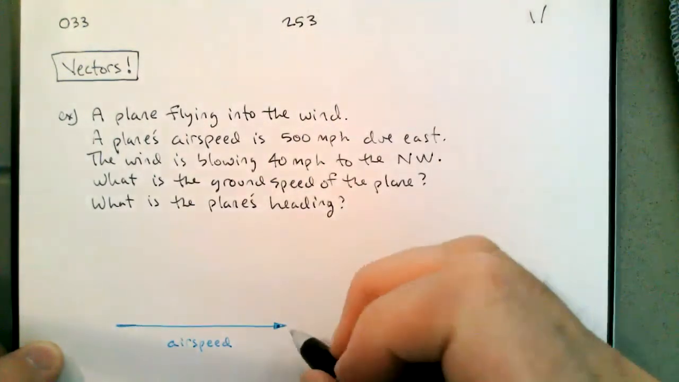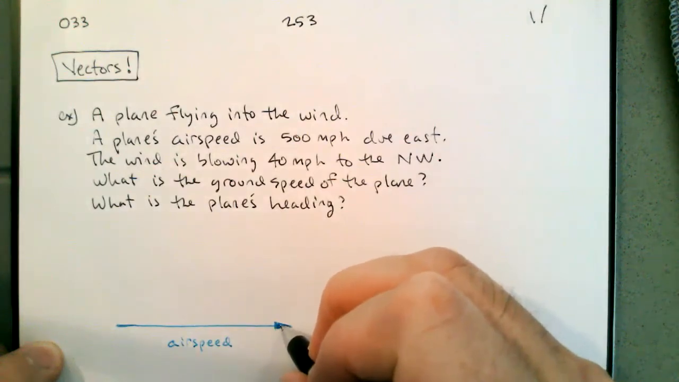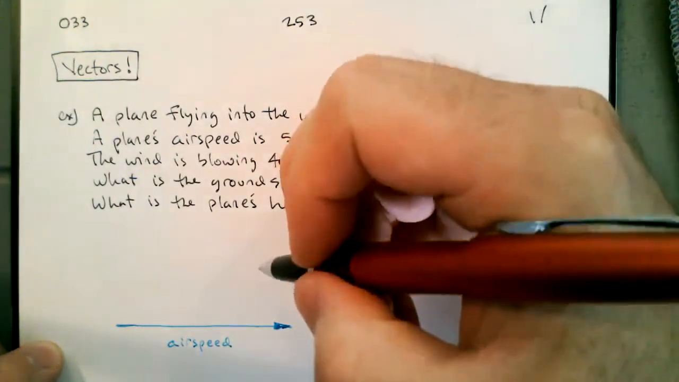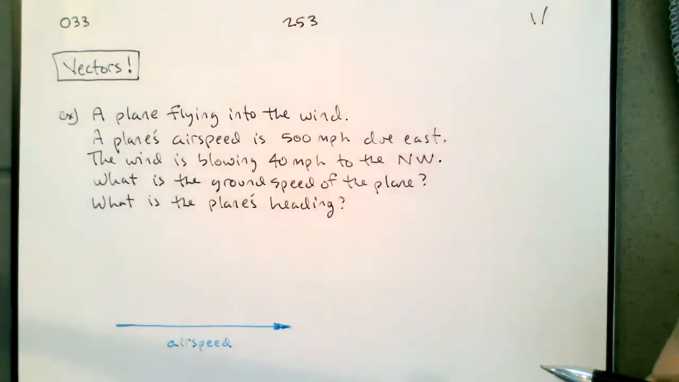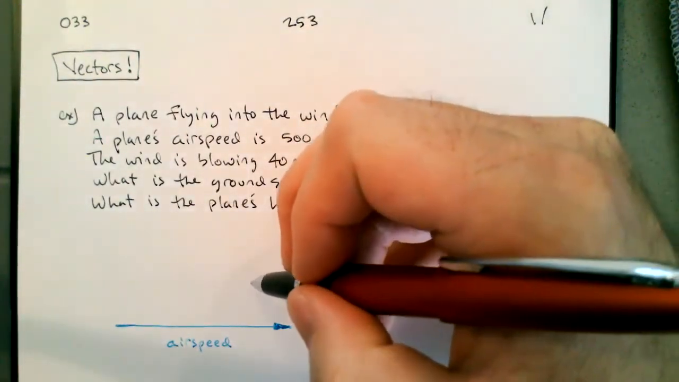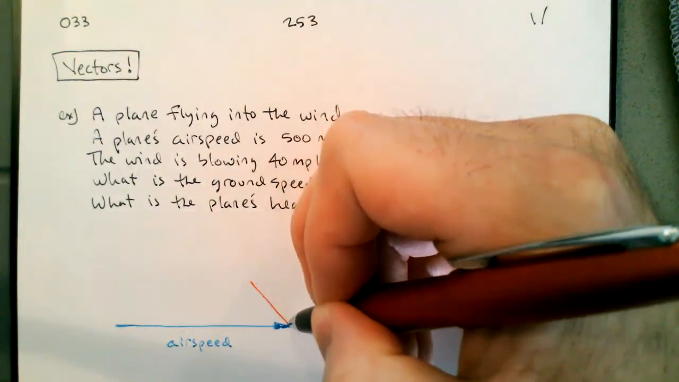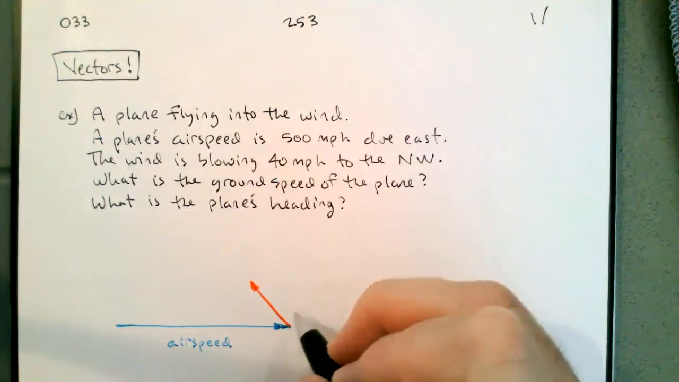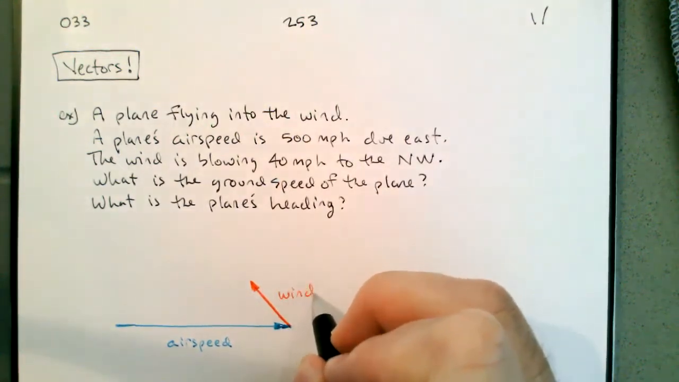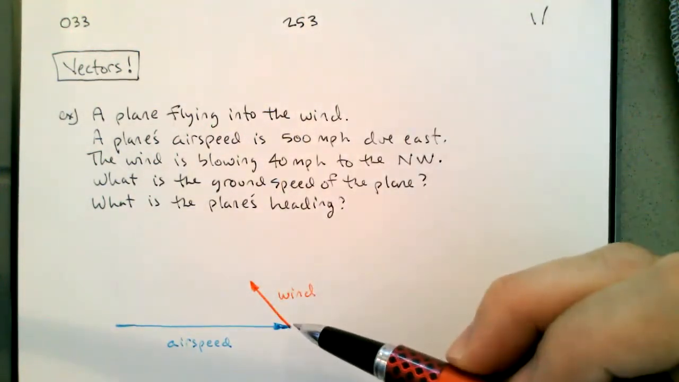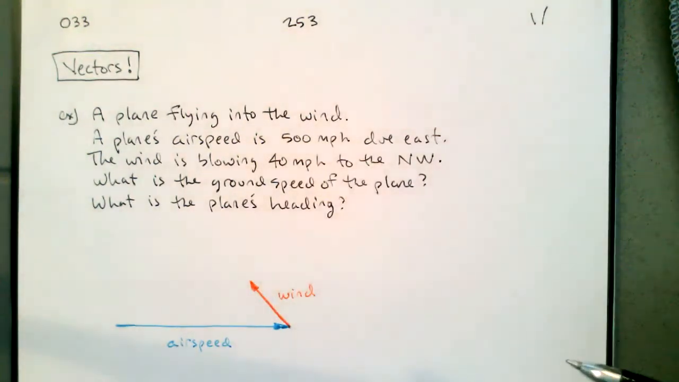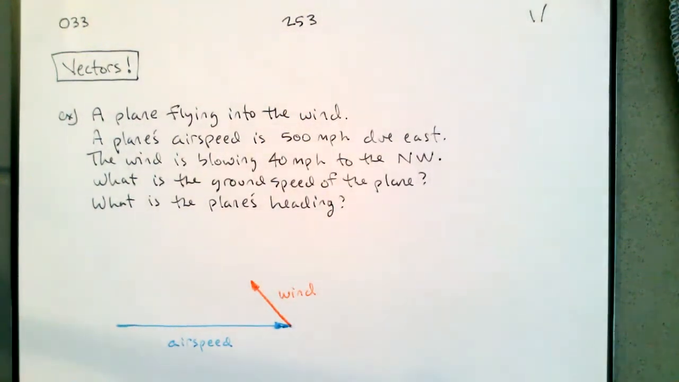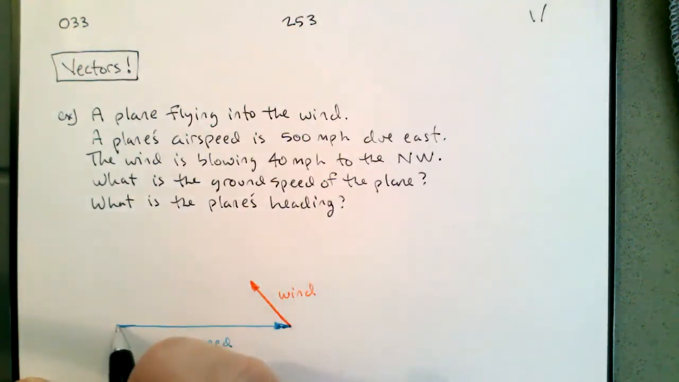Why didn't I end this at an actual spot? I have a grid on my paper. And I picked northwest because it's a nice 45-degree angle that I can easily draw. So the wind is blowing 40 miles an hour to the northwest, and I'm just going to draw it at a 45-degree angle. And then we can see that the sum of these vectors is what the plane is actually going to be doing.